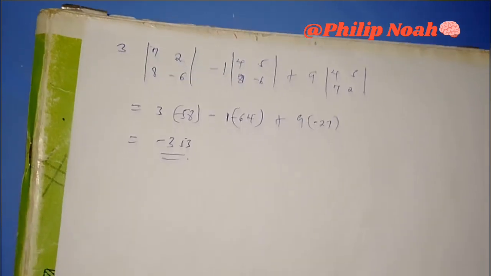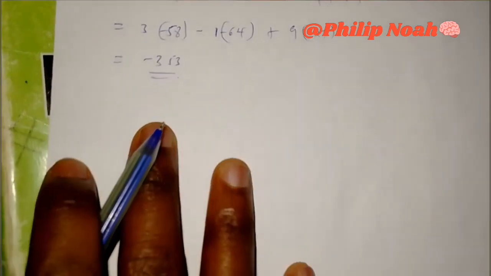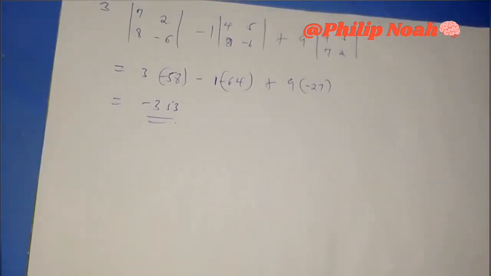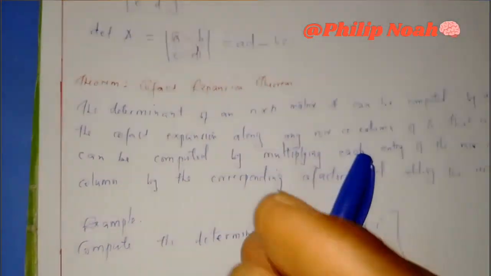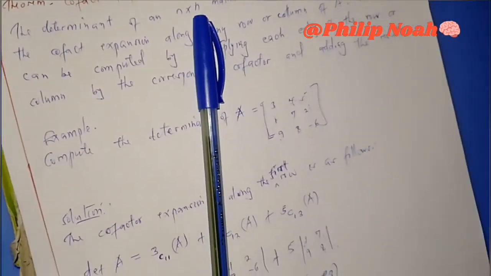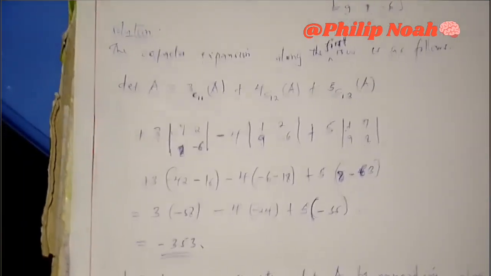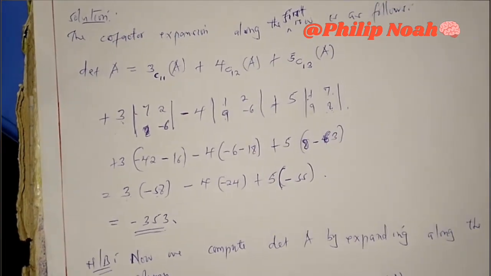Okay, so you can say that the determinant can be computed by expanding along any row or column. So you have two methods that you can use to find the determinant of a matrix by using this theorem called the cofactor expansion theorem. The first method is the one that is commonly used, and the second method is expanding along a row or a column.